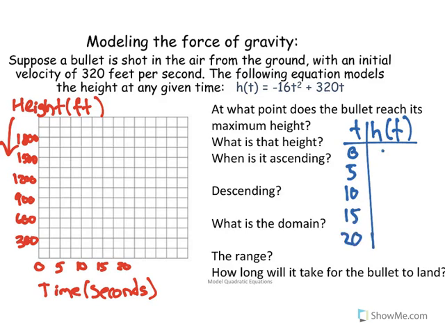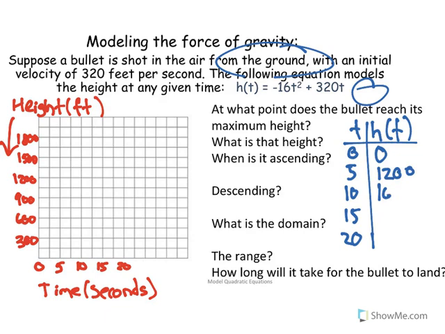So we have 0, 0. Oh, so I should have pointed this out, right? The bullet is shot from the ground. So that's one of the differences between this one versus the last one, is that the initial height is 0. So it's kind of like what we talked about yesterday and kind of like what we talked about today, except yesterday we were dropping something. Now we're shooting something up in the air, and this one is from the ground. The other one was from a height of 80 feet.